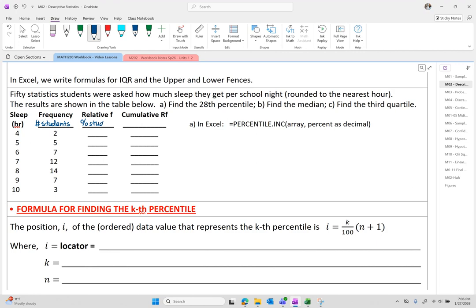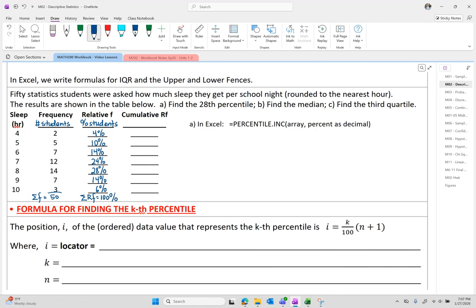If I have done a good job, the total here will be 50. Remember, the notation is sum of frequencies with the Greek sigma. And then the relative frequency will be 2 divided by 50. 2 divided by 50 will be 4%. 5 divided by 50, 10%. 7 divided by 50, 14%. 24%. 28%. 14%. And 6%. If I have done a good job, these will add to 100%.